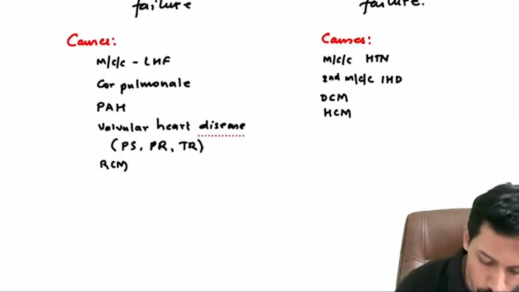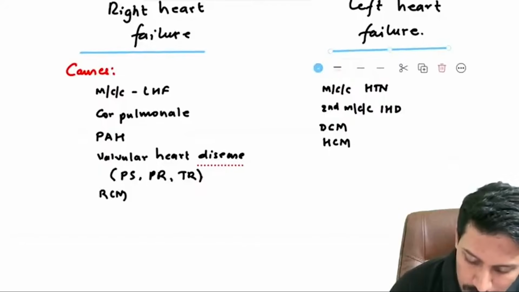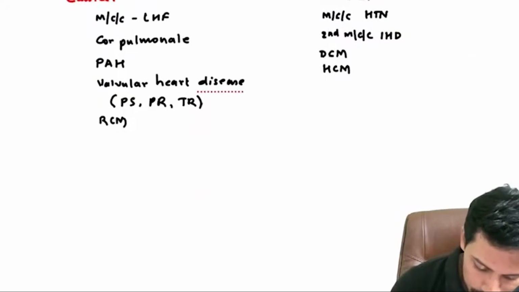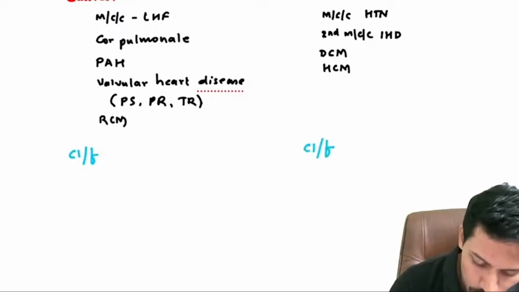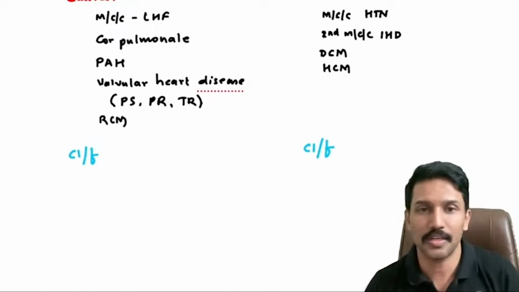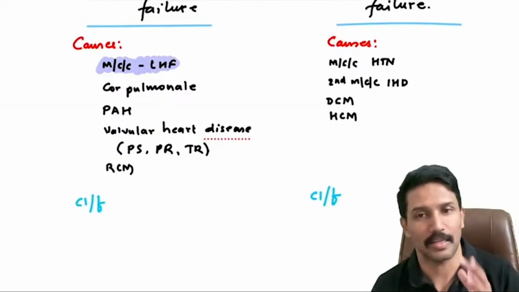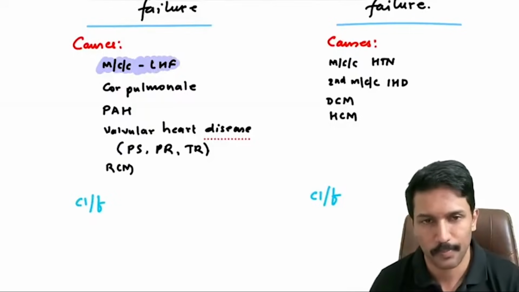Now that we know the causes, if I am assessing the paper, I would definitely expect that you mention the clinical features of left heart failure and right heart failure. And particularly if you want to catch the attention of your paper corrector, do mention or highlight the most common cause for right heart failure as left heart failure. Examiners are very much fond of asking this question.